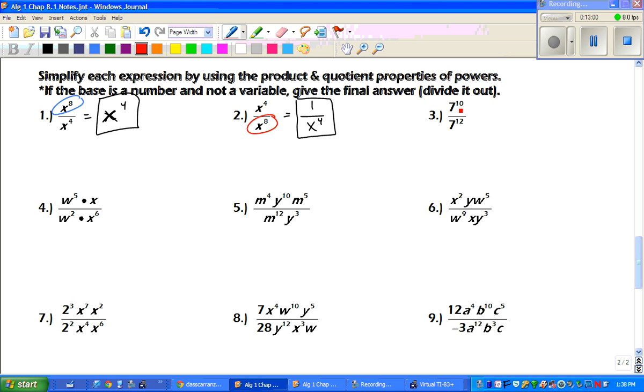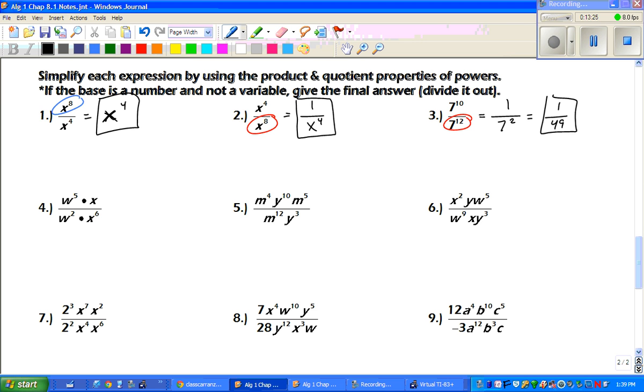All right. For number 3, who wins, the top or the bottom? Okay, the bottom wins, and the bottom wins by 2, but they're saying divide this out or multiply it out. We can figure this out because 7 squared is 49, and then the 1 stays up top.